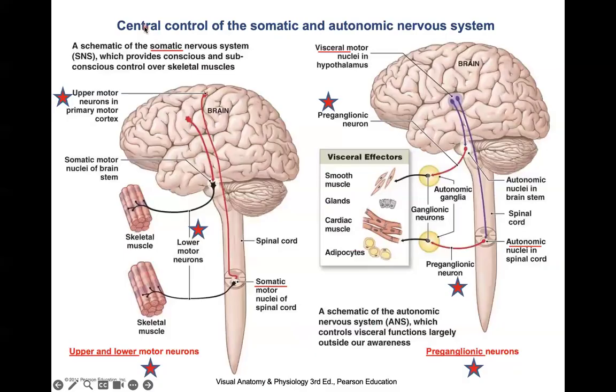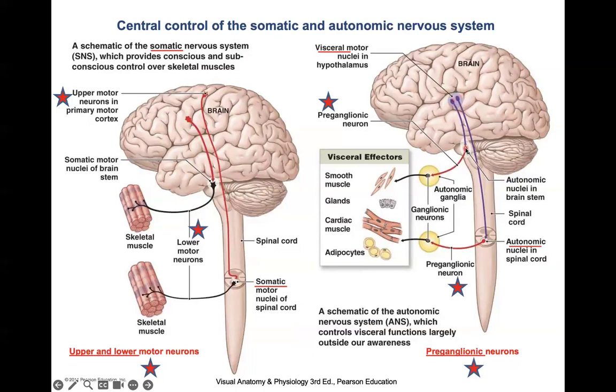Here we see central control of the somatic and the autonomic nervous system. These two, the somatic nervous system and the autonomic nervous system, I'll talk about in detail in a separate part. Just to give you an idea, I will compare the two. So here, we have visceral motor nuclei in the hypothalamus. Okay? These two I'll discuss in detail in a separate part.